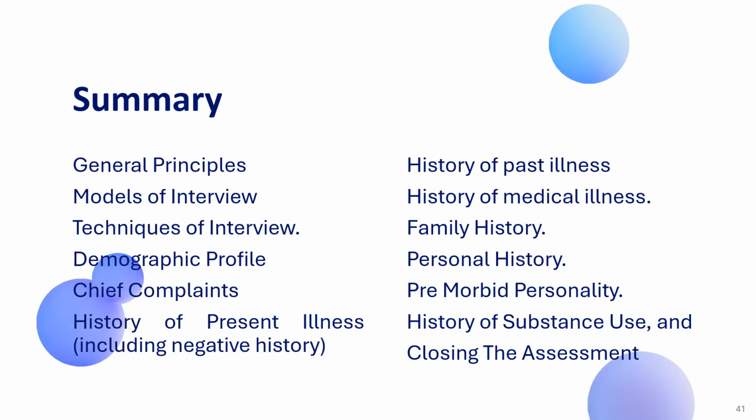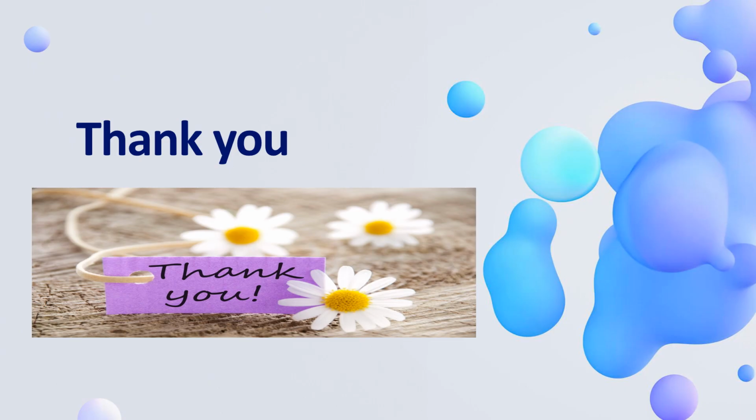Now, the summary of this session: we have learned about the general principles of interviewing, models of interview, the techniques of interview and the hurdles in interviewing. Assessment: the demographic profile in history taking, the chief complaints, history of present illness including the negative history, history of past illness, history of medical illness, family history, personal history, pre-morbid personality, history of substance use, if any, and closing the assessment. Thank you.